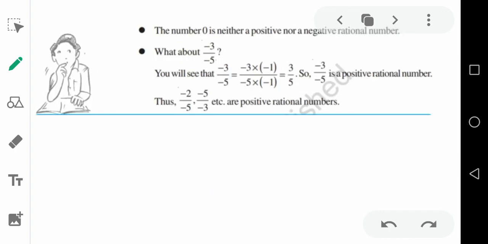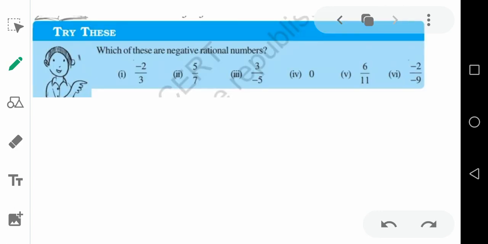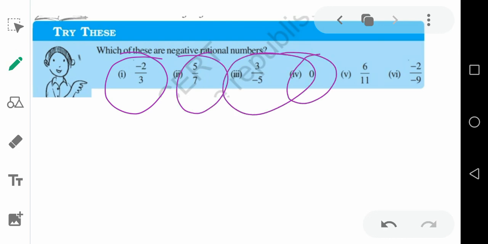Okay. So now some important notes. The number 0 is neither positive nor negative. That you know, right? It is neither a negative integer nor a positive integer. Now -3 by 5 by -5, I told you how it was, right? Okay. Which of these are negative rational numbers? So -2 by 3, is it negative or positive? Negative. This one is positive. This one is negative. 0 is neither positive nor negative. 6 by 11 positive. -2 by -9, you know that, right? It is positive. So this is how we have to identify negative and positive rational numbers.